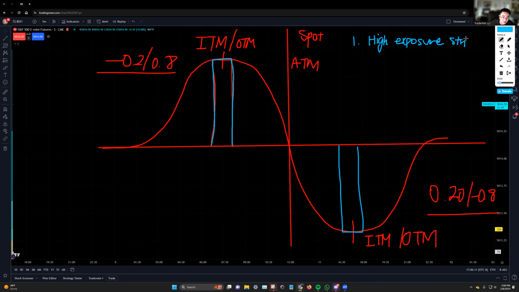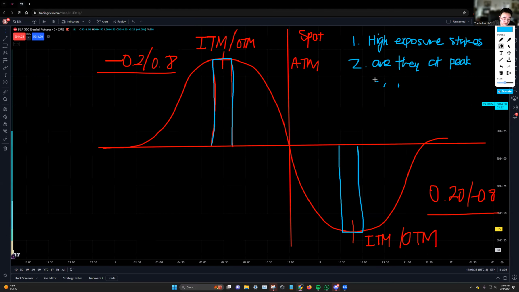After high exposure strikes, what's the next step? The next step is to determine whether those high exposure strikes are at a 0.2 delta. Are they at their peak? If they are not at their peak, then it doesn't matter, I could care less. If they are at their peak, what's the next step?